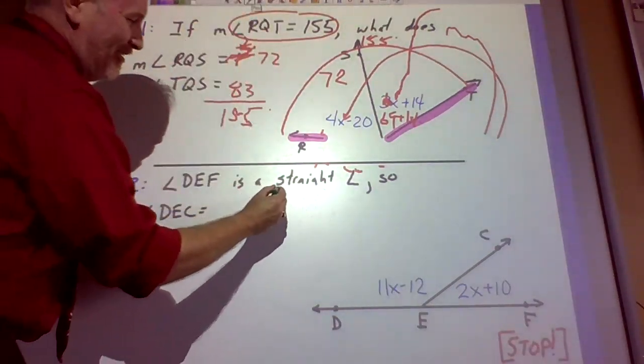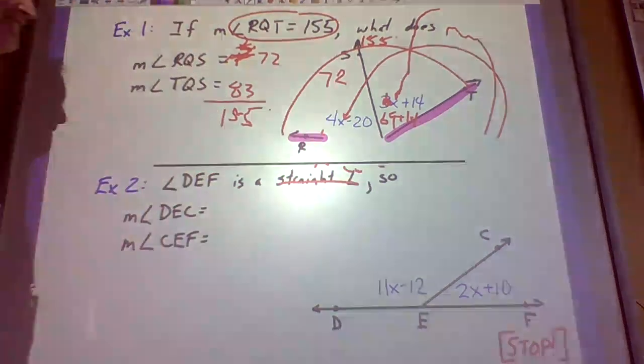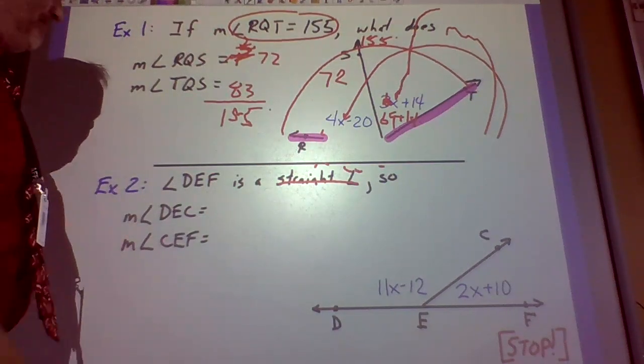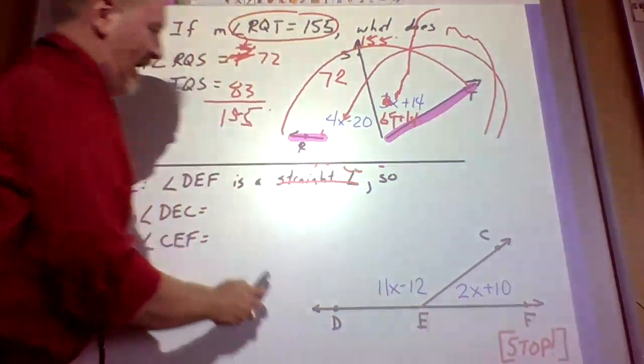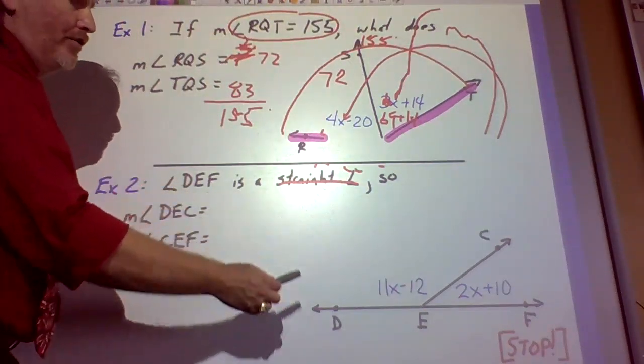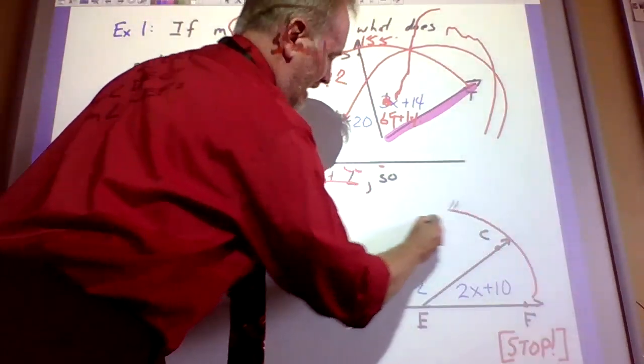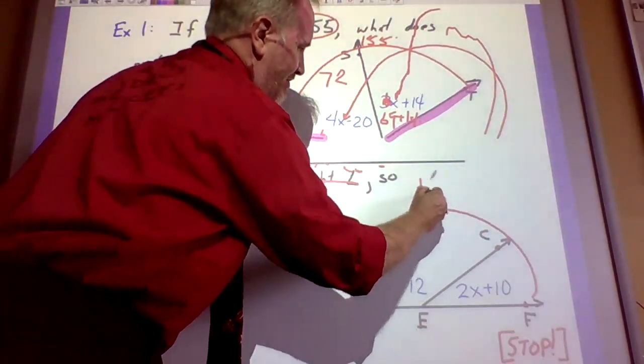Look at this vocab word right here. Straight angle. And I'm going to calibrate again. It says angle DEF. DEF looks like a straight line. It's telling you it's a straight angle, so that is 180 degrees.